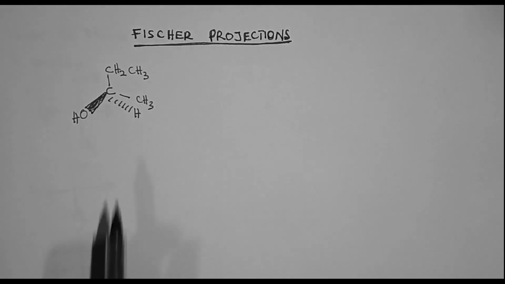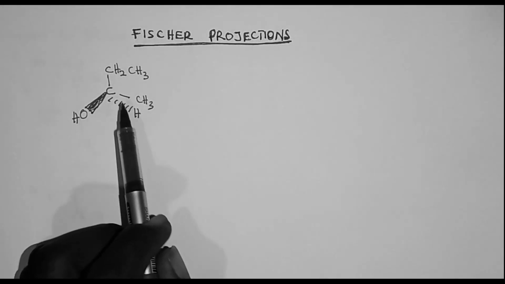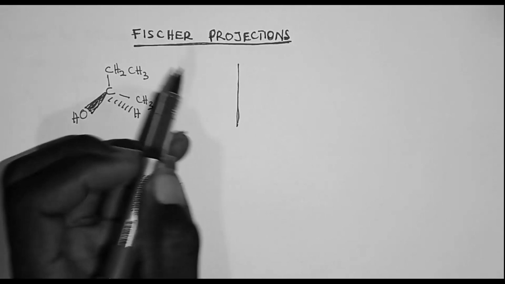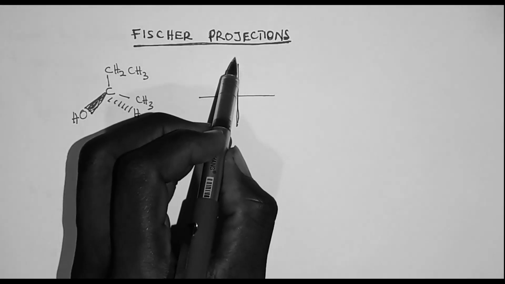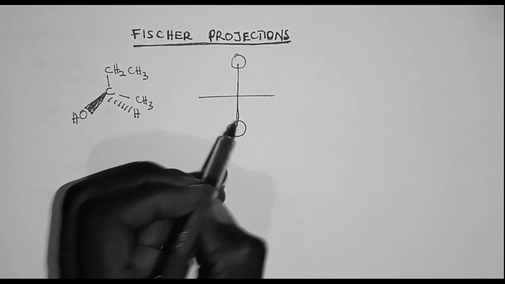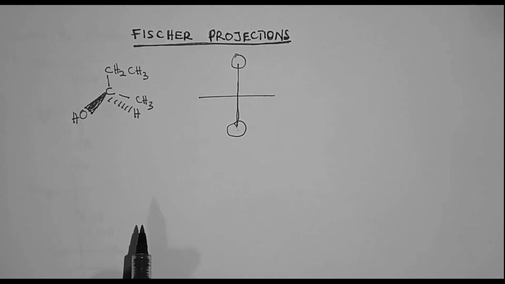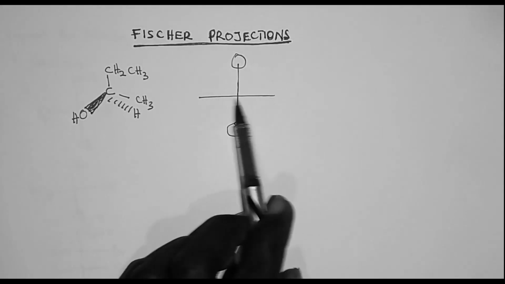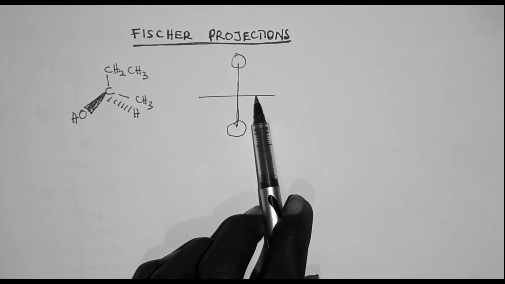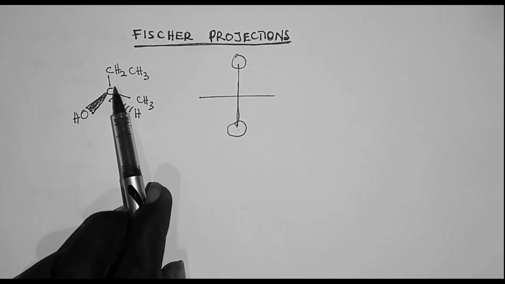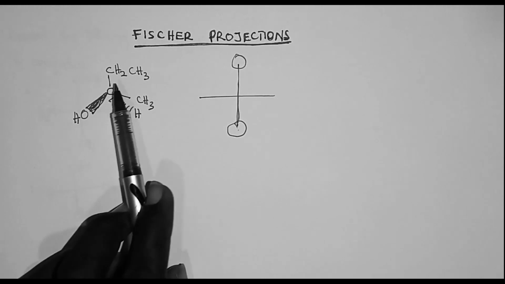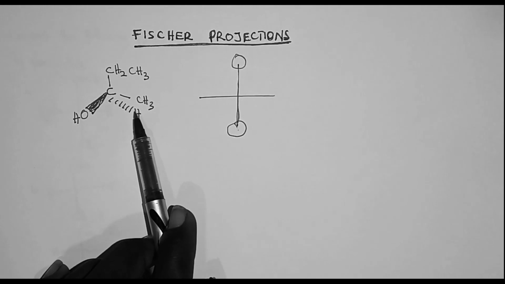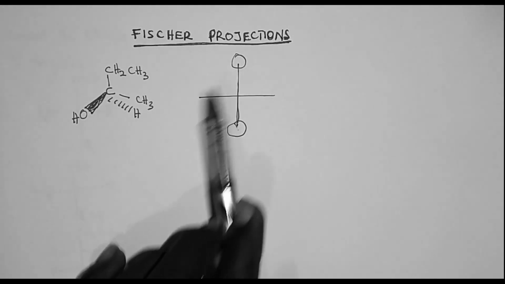So, with Fischer projections, all the groups that come on the vertical line are groups that are pointing away from the viewer, and all the groups that come on the horizontal line are pointing towards the viewer. In this case, you can see that this proton is pointing away from the viewer, and therefore if we draw it in Fischer projections, it is going to appear on the vertical line.